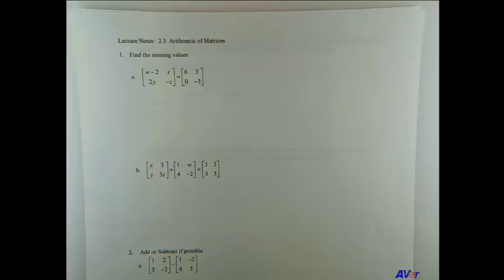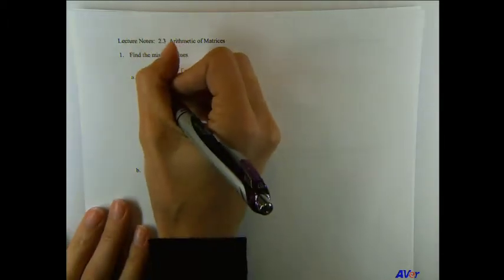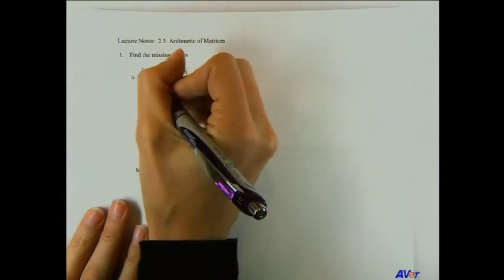In the next section, we're going to work on arithmetic of matrices. This is such a nice section. It's fairly straightforward. As we're looking at these first couple of questions, what we really want to do is set our entries equal. So we're finding the missing values.